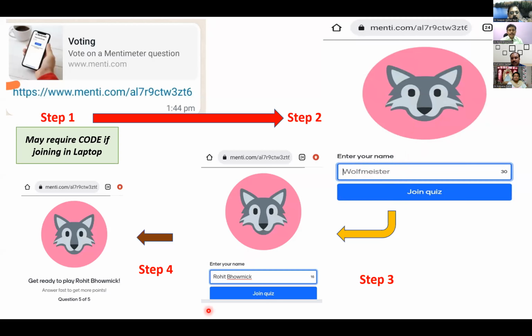Once your name comes, it will ask you to join the quiz. So I did it, and my name is there. Once I click join the quiz, it says get ready to play, Rohit Bhomik. So your name will be displayed and you are ready to play. Here it is written as 5 questions, but in this case it will be 25 questions.